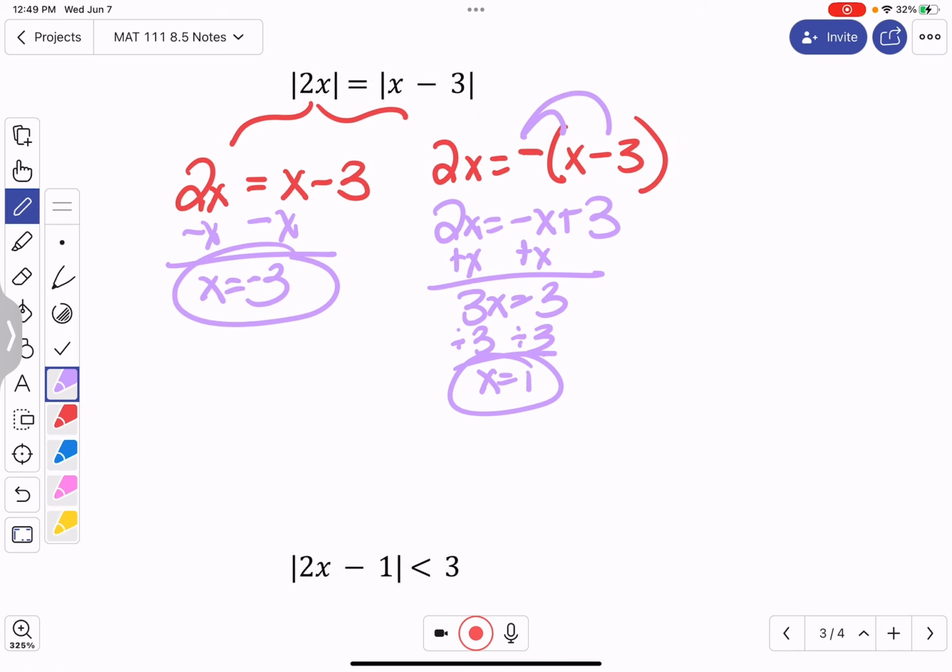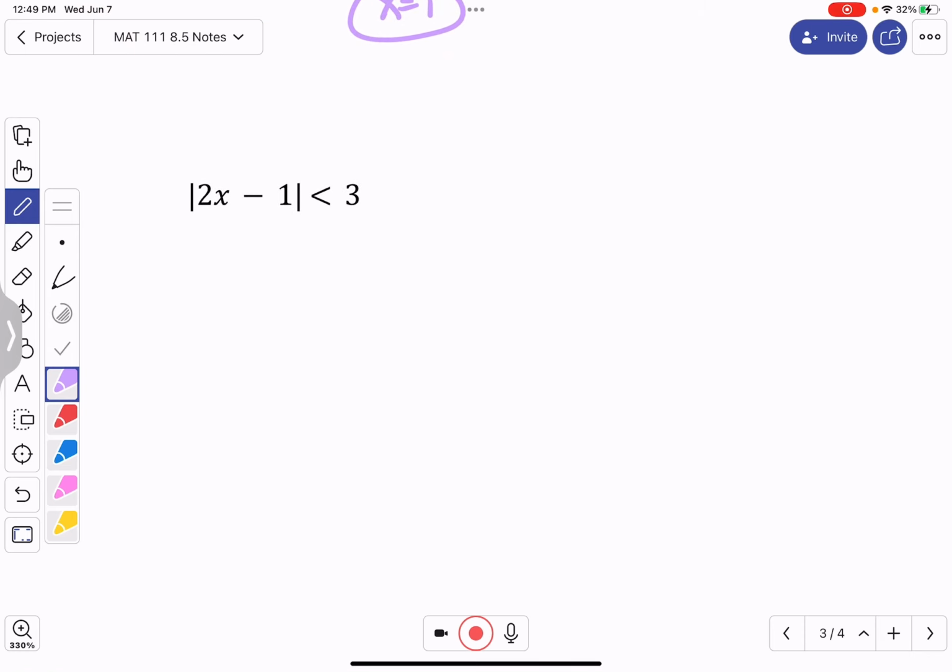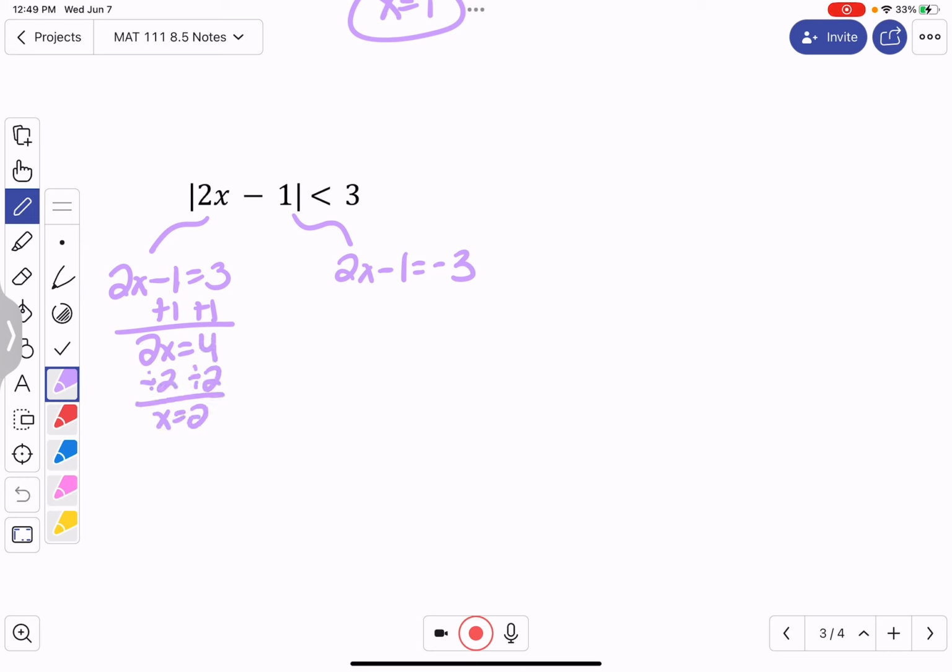All right, so you try the next, so the next couple, they're the same. It's the same idea. It has an inequality sign, but we're going to start by solving it the same way. We're going to say 2x minus 1 equals 3, and 2x minus 1 equals negative 3. Add 1 to both sides, divide by 2, and I get x equals 2. Same thing over here.